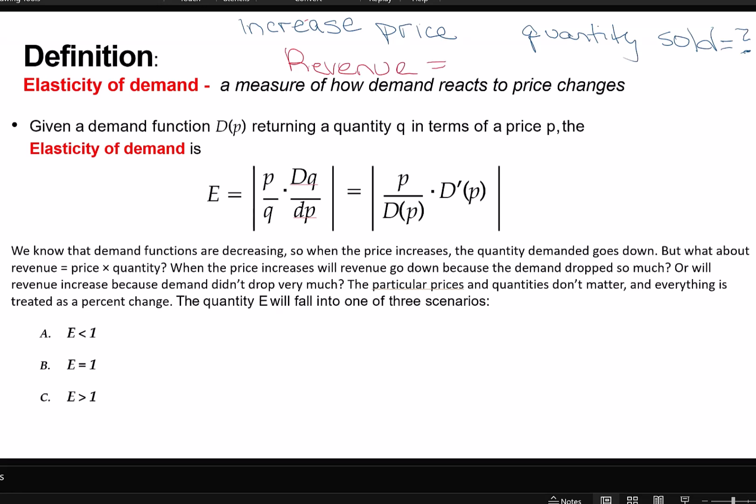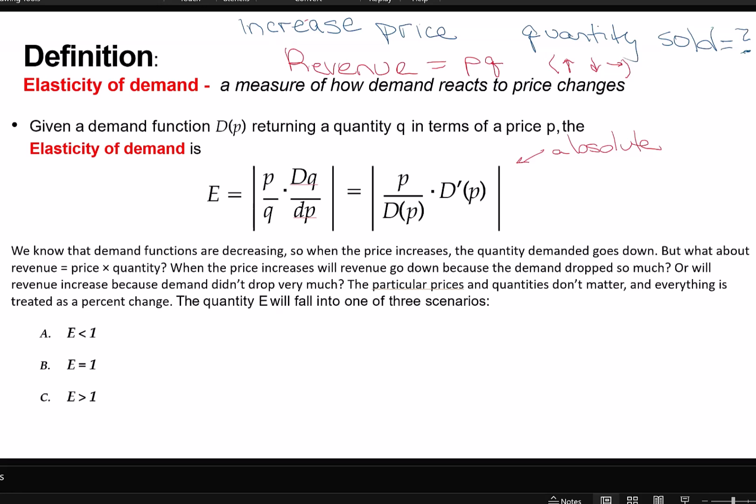My revenue is going to equal P times Q. If I raise the price and my quantity doesn't change, my revenue is going to go up. Is my revenue increasing, decreasing, or staying constant? We have this formula where we have the absolute value, which just makes everything positive. The demand function is always decreasing because as the price increases, the quantity demanded goes down. But that doesn't mean the revenue does.